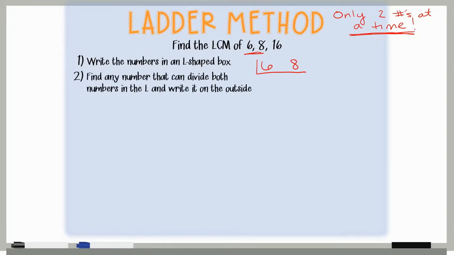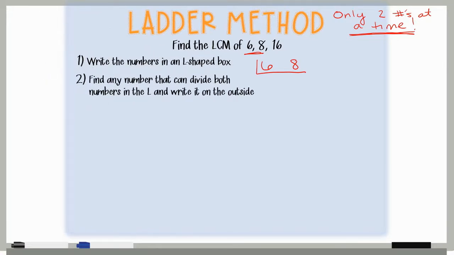The next step is going to be to find any number that can divide both numbers inside the L, and we're going to write it on the outside. Now, here's the thing. We want any number that can divide both of them that isn't 1. Because if 1 is the only option that we can use, that means our process is done. So we're looking for numbers bigger than 1 that we can use. So in this case, 6 and 8 are both even, so we can use 2.